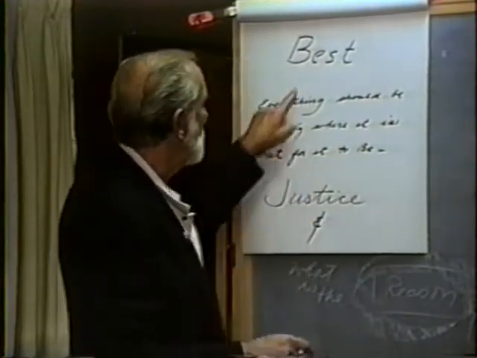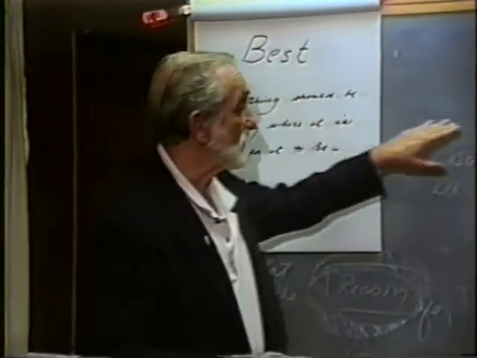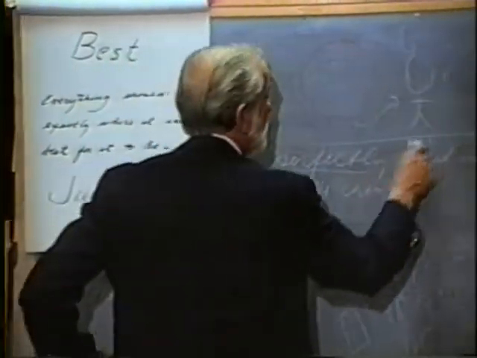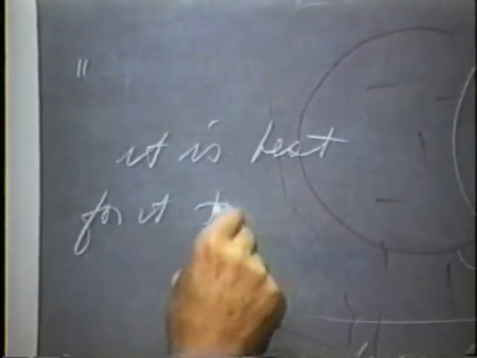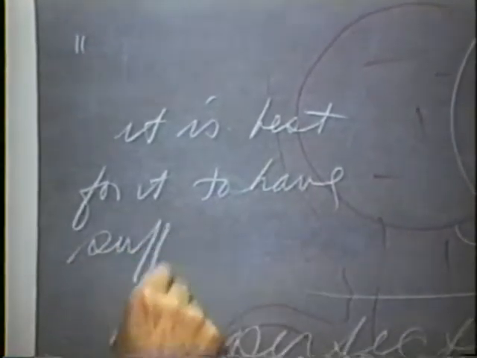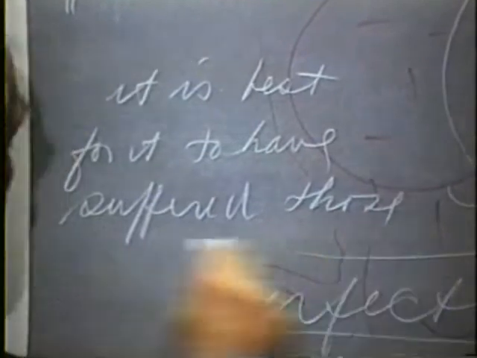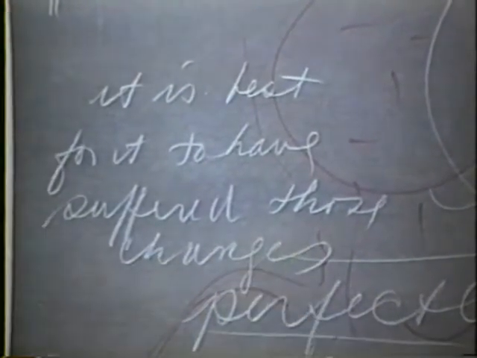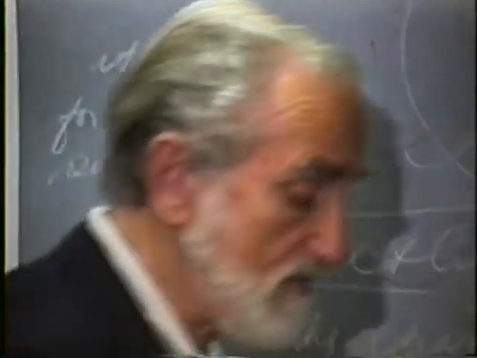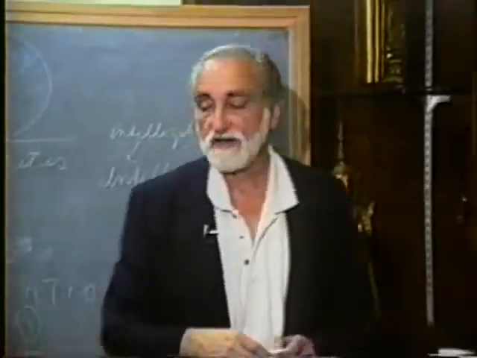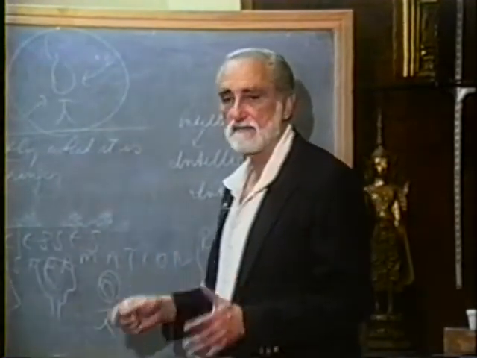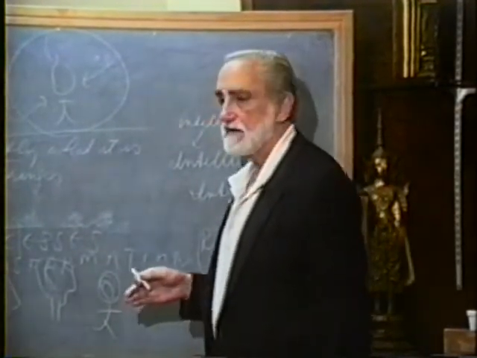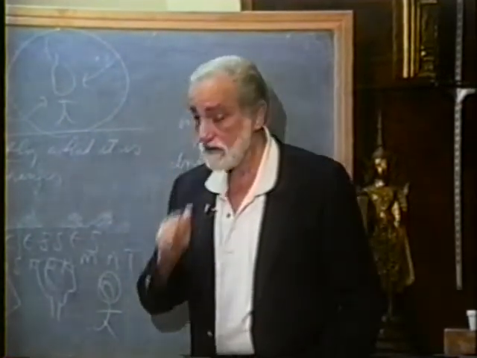But now when we use this word, best, we're going to add something to this image. And now we have to say, it is best for it to have had those changes. It is best for it to have suffered those changes. Now, this is the great riddle of Dostoevsky, isn't it? That great question that's asked in Dostoevsky. If you could bring about a perfectly ideal society, perfectly ideal in every way, but it cost 2 million lives, would it be worth it?